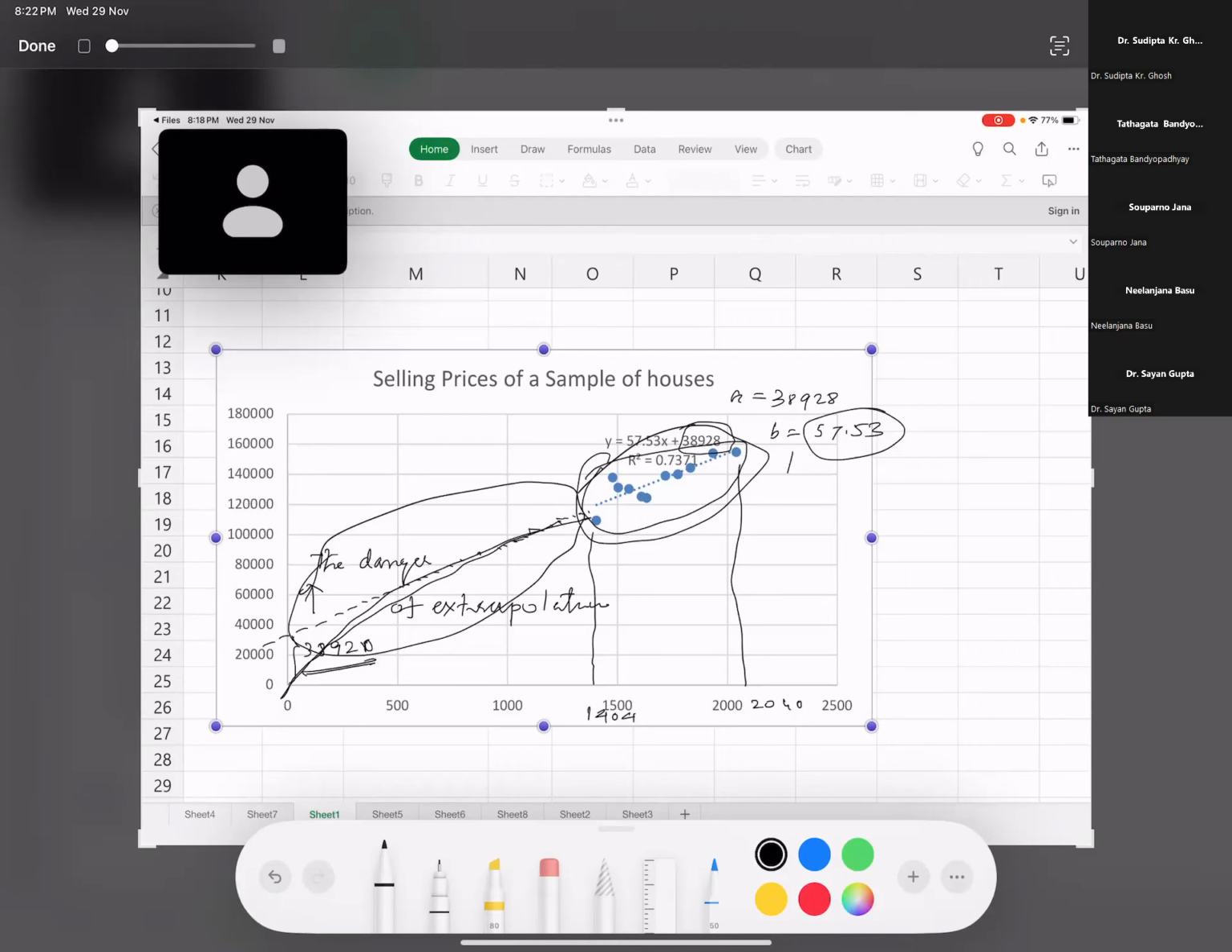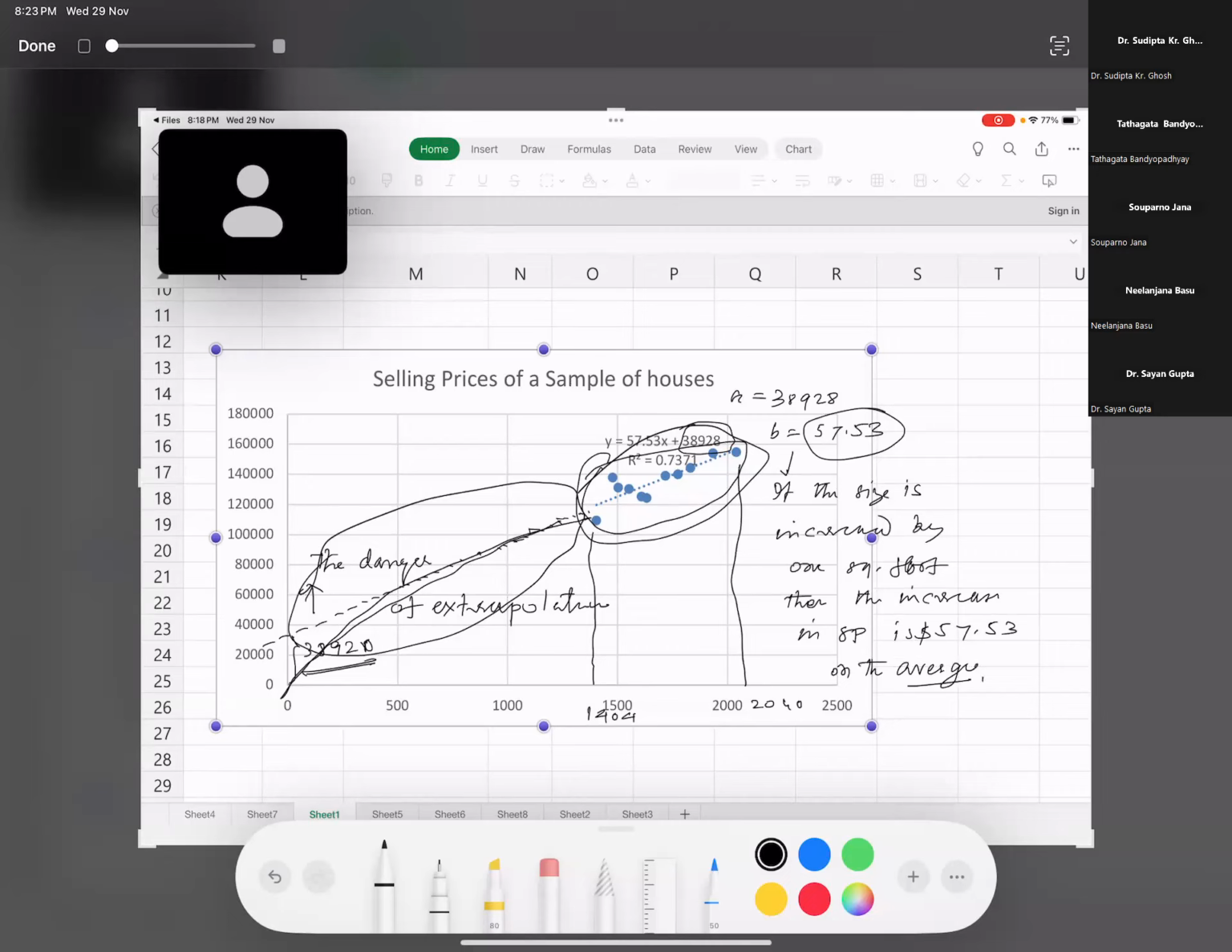The meaning of this is, if the size is increased by 1 square foot, then the increase in selling price is 57.53 US dollars on the average. This is exactly the precise statement of this. So that means if you increase the size by 1 square foot, what would be the increase in selling price? Would it be on the average 57.53?